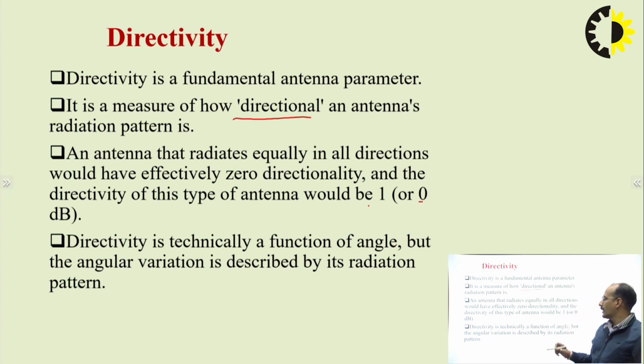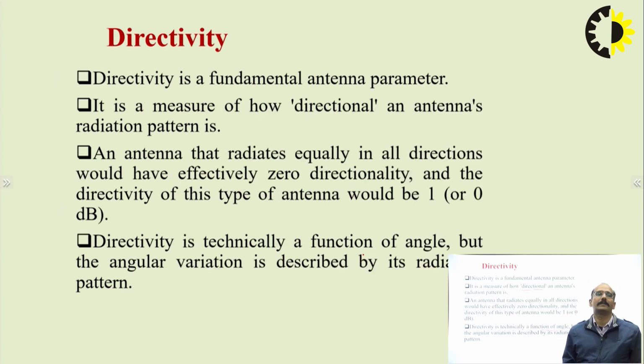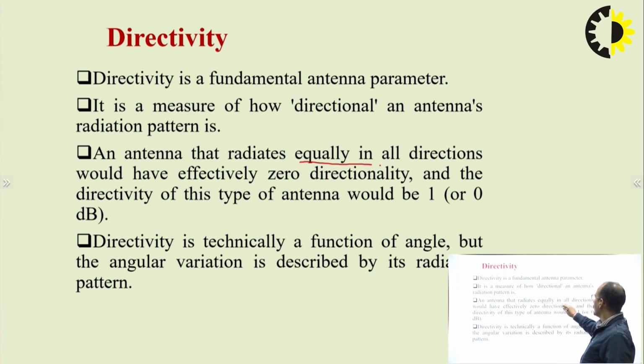So directivity is technically a function of angle, but the angular variation is described by its radiation pattern. It means in a particular direction how much the radiation intensity is, that is described by the directivity. Similarly, an antenna that radiates equally in all directions would have effectively zero directionality, the directivity being a function of angle.